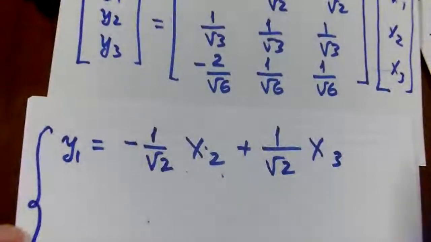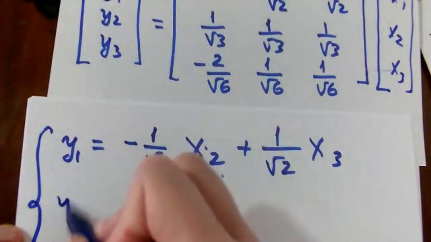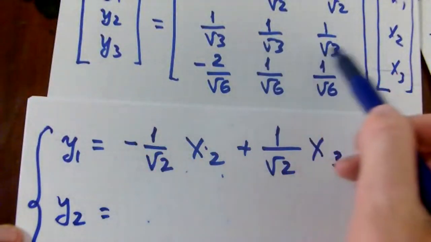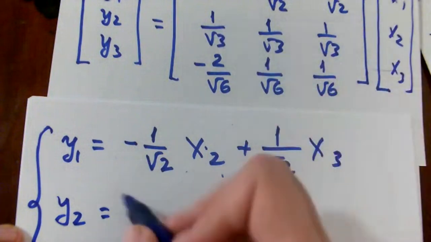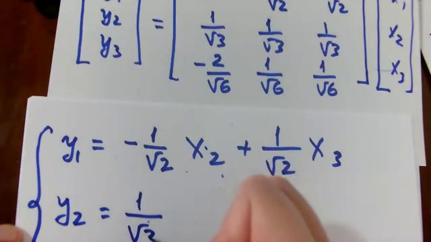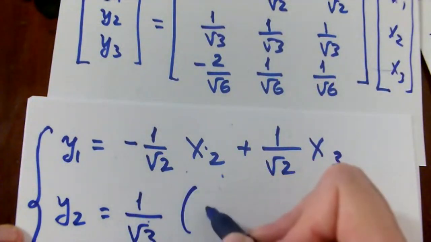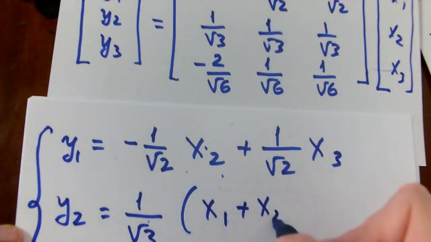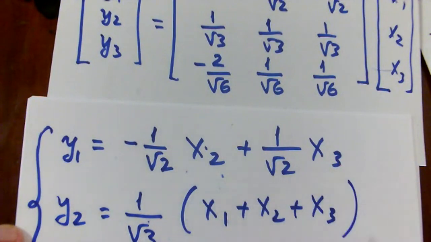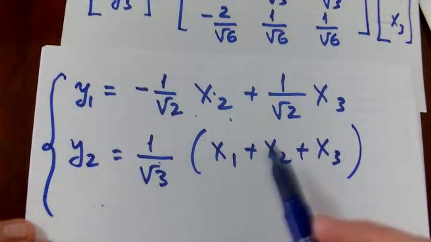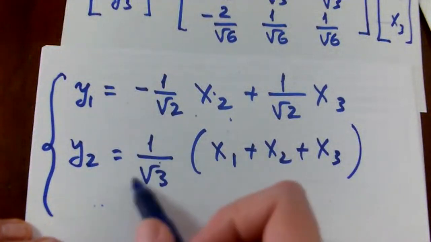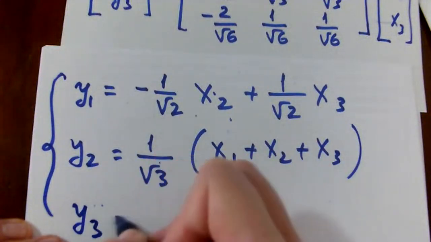And similarly, we can get the next expression for y2. y2 corresponds to the second row here. Second row times this column will be 1 over square root of 3. You know, it's better to pull it out actually, because it's quite annoying to write these guys. I'll do it this way. So I'm doing multiplication and pulling out this annoying factor as well.